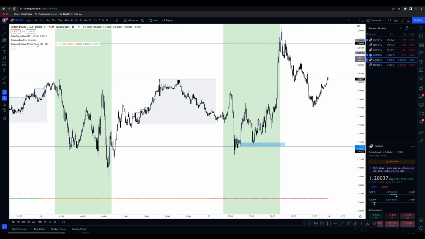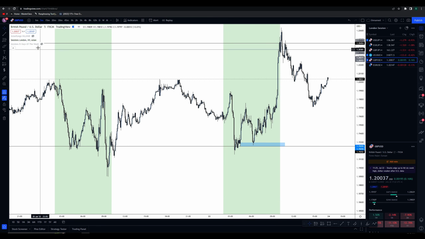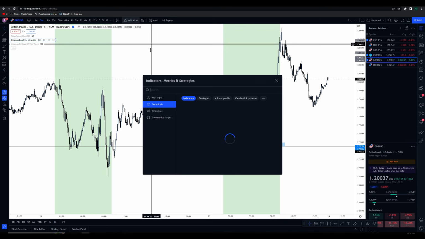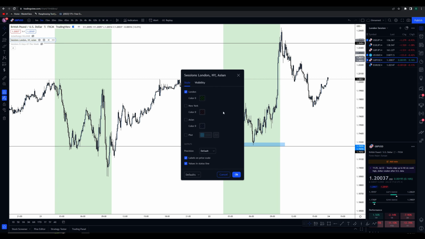So let's start off by getting to the indicator I use to label the London session. The London session indicator is called Sessions, London, New York, and Asia. Just copy paste this into your indicators. Should be right over here. Copy paste that. Here are my settings.